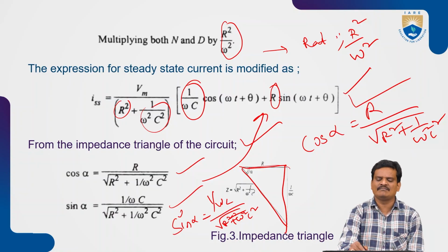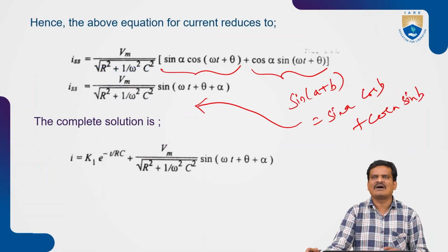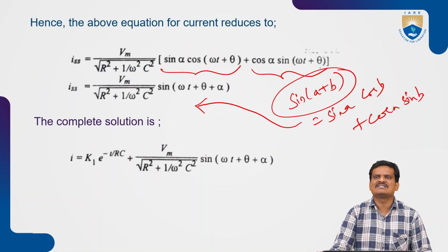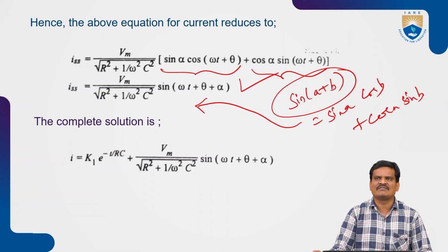I am considering the impedance triangle concept, and from it I am calculating the value of cos alpha and also the value of sin alpha. After calculating those parameters, I substitute them in the standard form of the steady state response current which I obtained earlier. After replacing this by using the formula of sin of A plus B, that is sin A cos B plus cos A sin B, this is the expression I have got for the steady state response of the current for a series RC circuit.